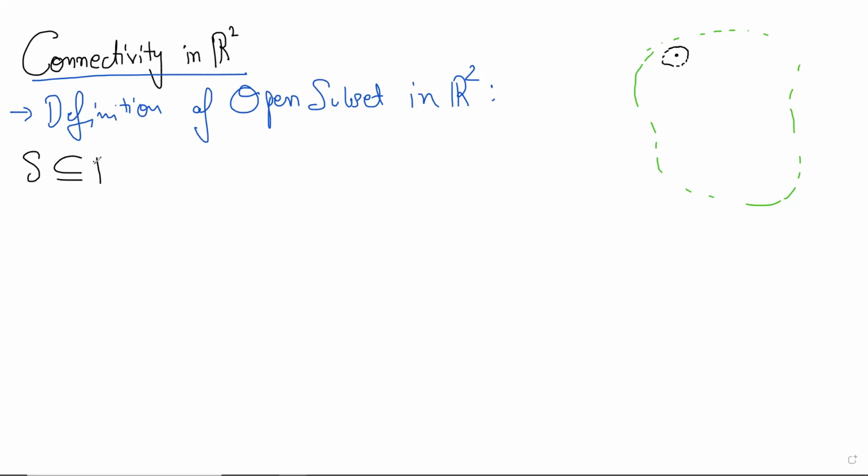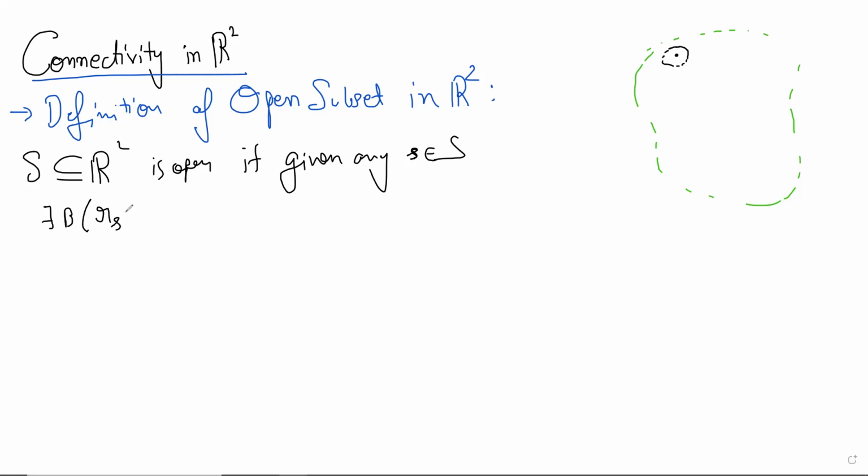Let's define it clearly. A set S in R2 is open if, for any point s in S, there exists a ball of some radius r_s, centered at s, such that this ball is completely inside S.